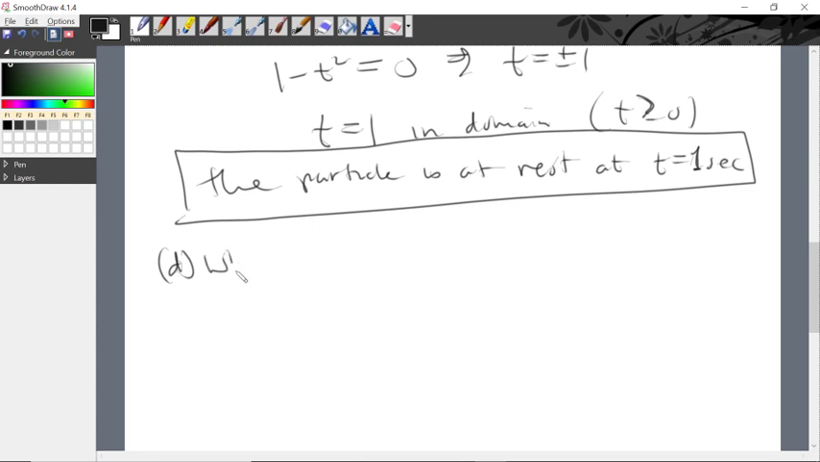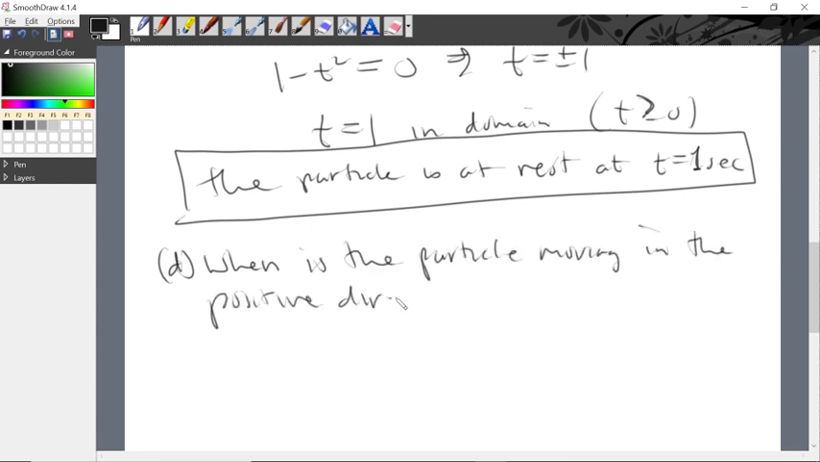When is the particle moving in the positive direction? Well, we know about its motion by examining its velocity. So this seems to indicate that we want to talk about velocity right now. We already know when the velocity is equal to 0. That is, we know when it is standing still, or when it is at rest.